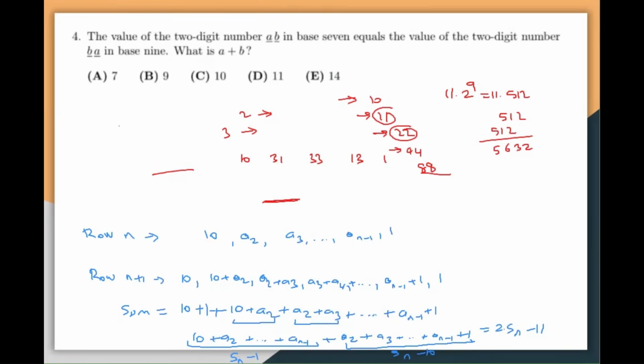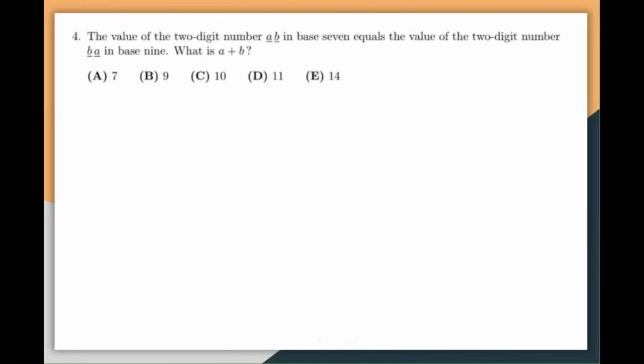Okay, so let's do number 4, because we spent too much time on this one. The value of the 2-digit number AB in base 7 equals the value of the 2-digit number BA in base 9. Okay, what is A plus B? So AB is given in base 7, and that's equal to BA in base 9. Okay, that's kind of straightforward. So let's convert it to base 10.